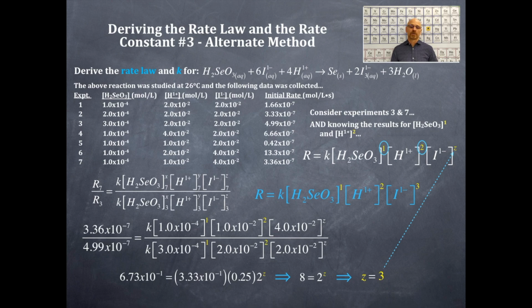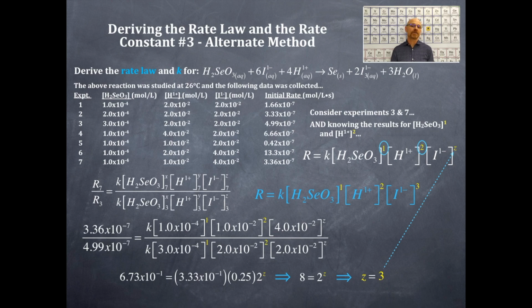So our rate law, which is the same as the rate law that we derived before, is R is equal to K [H2SeO3] to the power of 1, that's the order of 1, [H+] to the power of 2, that's the order of 2, and iodide ion concentration to the power of 3, which is the order of 3.